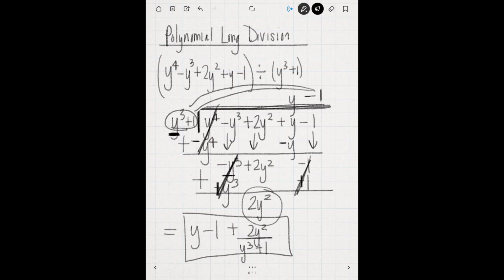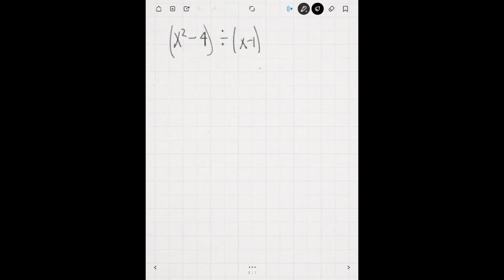Let's do one more. Okay, x squared minus 4 divided by x minus 1. So again, what we're dividing by goes on the outside, x minus 1. And we have x squared. Now remember, we said we have to have a place for all of our terms. X squared, we don't have any x's, so we're going to leave a blank for it, blank here, minus 4. Okay, so I'm just going to erase this just so we can leave a space.